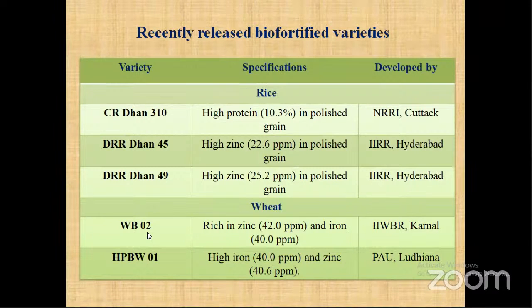Next, wheat varieties. WB 02 is rich in zinc and iron. It is developed by Indian Institute of Wheat and Barley Research, Karnal.